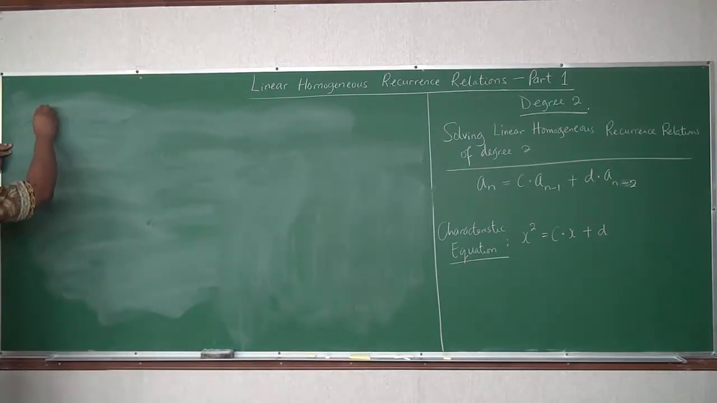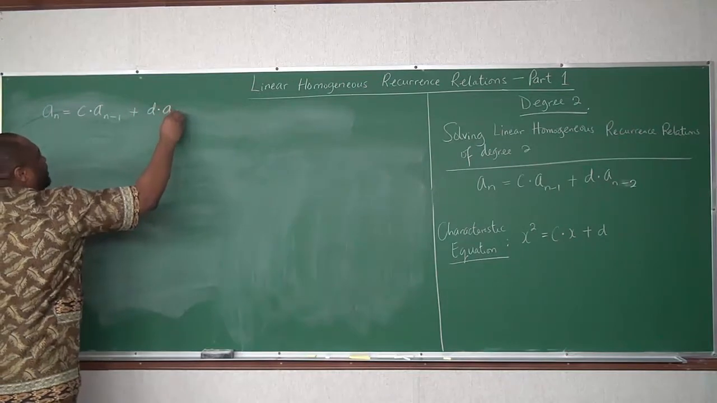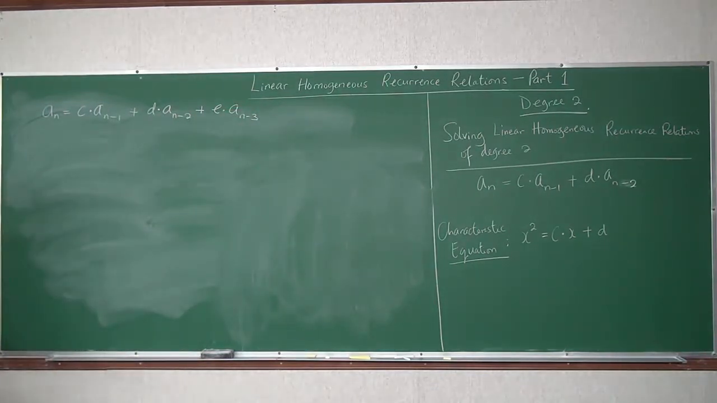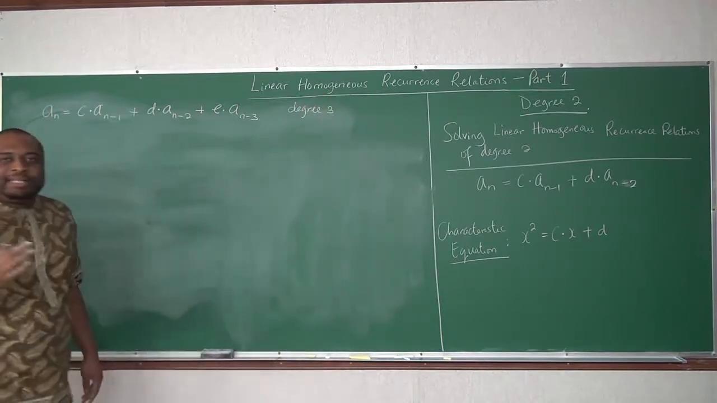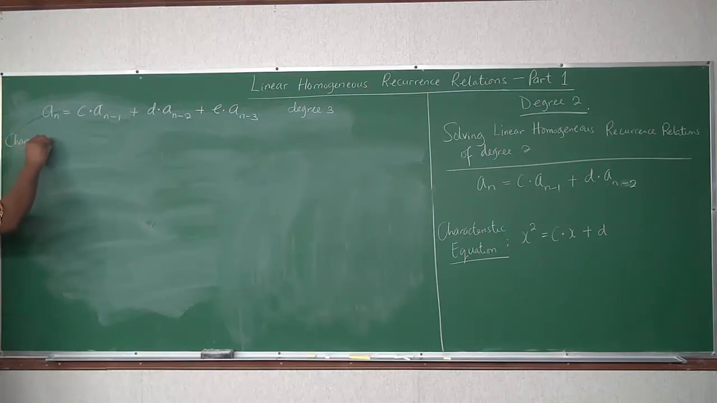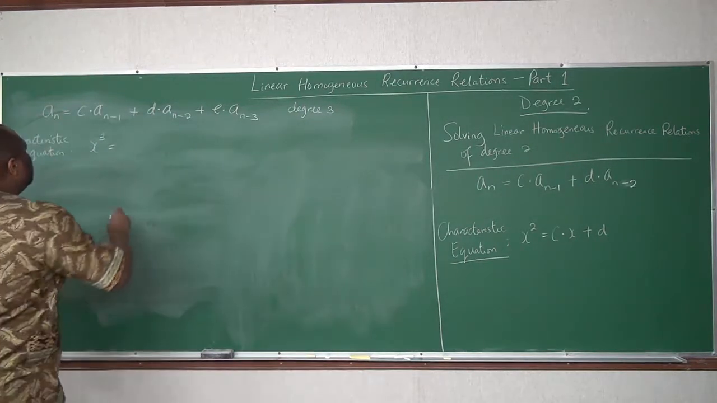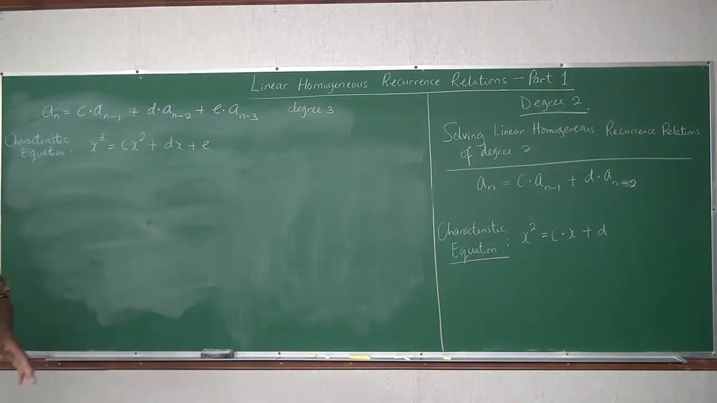Let's say we have degree 3: C times A subscript n minus 1 plus D times A subscript n minus 2 plus E times A subscript n minus 3. This is degree 3. So the characteristic equation in this case would be x cubed, because it's degree 3, equal to cx squared plus dx plus e. So you see how it works. That is the way the characteristic equation works.